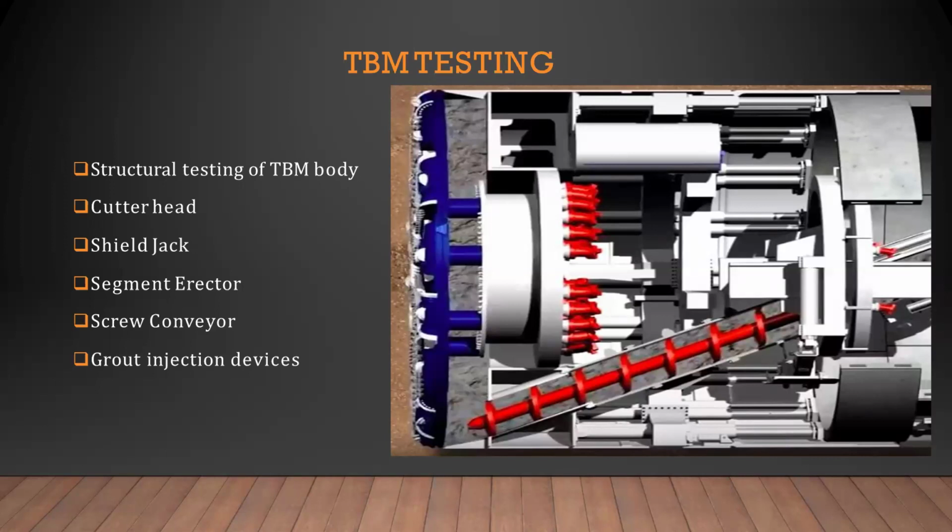Next, the segment erector. In offload condition, the segment erector needs to be tested, and the maximum speed and the pressure will be noted. The screw conveyor, the screw auger, will be rotated in clockwise as well as anti-clockwise directions, and the test result will be noted.